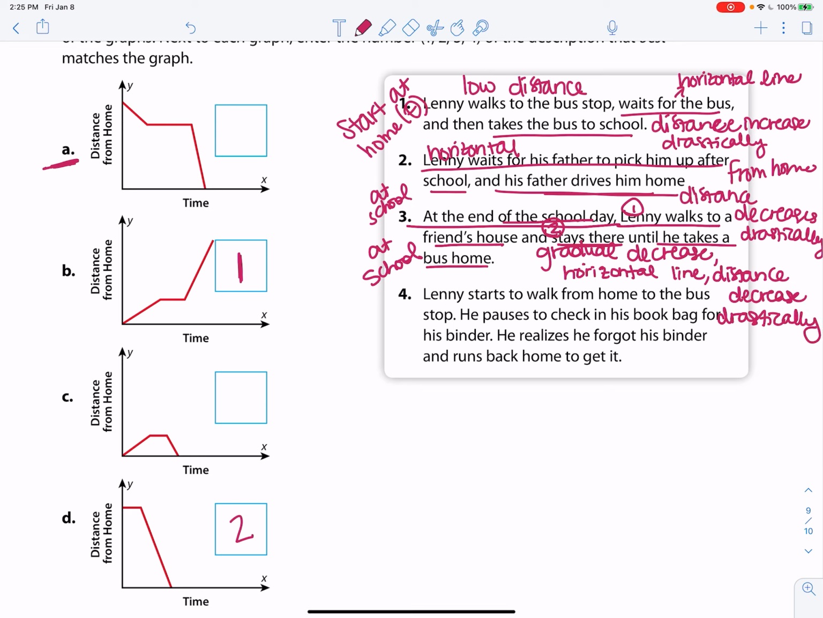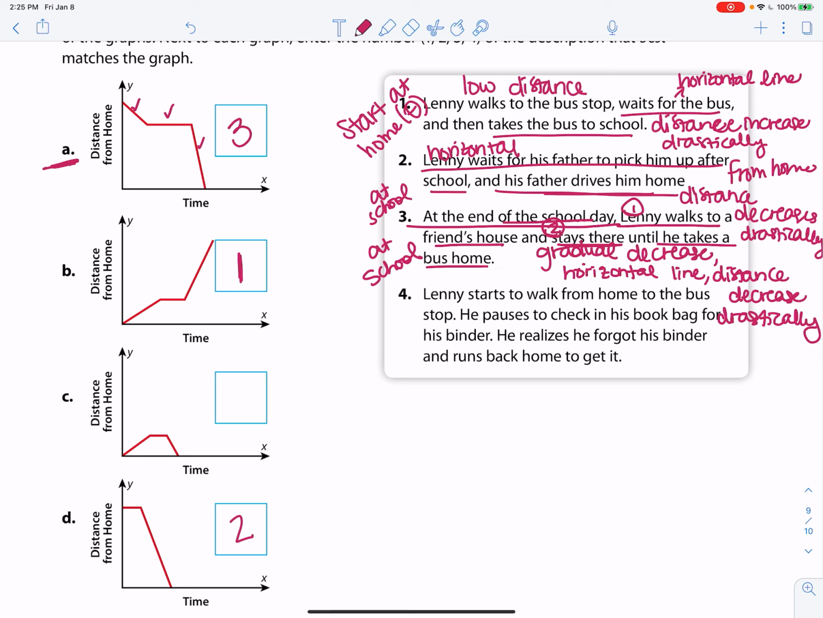Okay, so 3 things should be happening. Of course we have a gradual decrease in the distance from home, which checks off for A. Then we have a horizontal line because he's just staying there, maybe they're doing homework, maybe they're playing a game, I don't know, but he's staying there with his friend for a little bit. So time is moving on, but distance is not changing. And then finally, he's going to quickly take a bus home. So that bus home is going to be a quick, drastic decrease in the distance from home because he's taking that bus directly home. All right, and A matches up all of those 3 points.